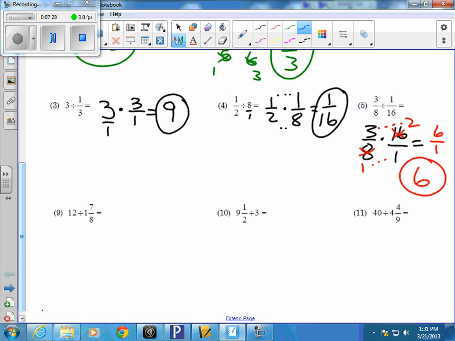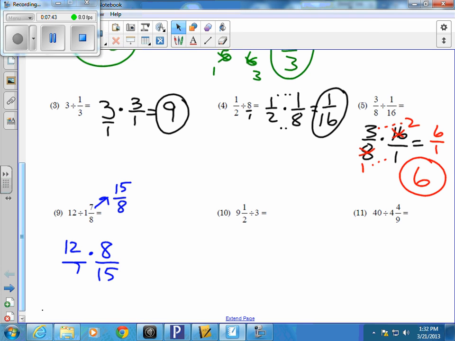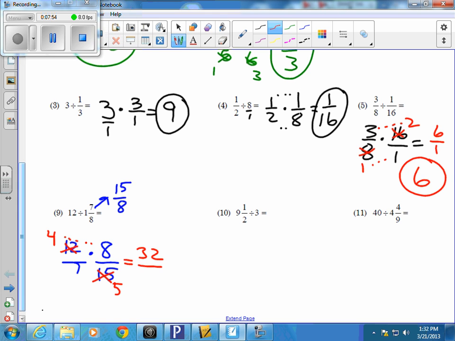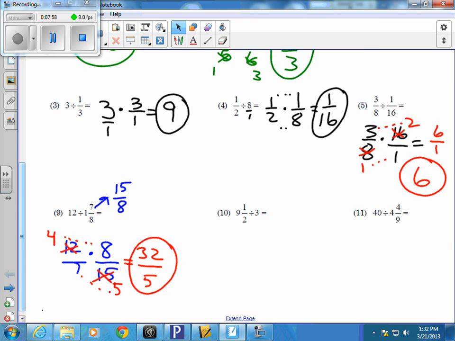All right, for number 9, you should have done 12 over 1 divided by 1 7/8, which is the same as 15/8. So if I reciprocate that, it would be 8/15. 12 over 1 times 8/15. You should have cross simplified. The 12 and 15 are both divisible by 3. 4 times 8 is the top, that's 32. The numerator is 32. 1 times 5 is 5. 32 fifths for that one.